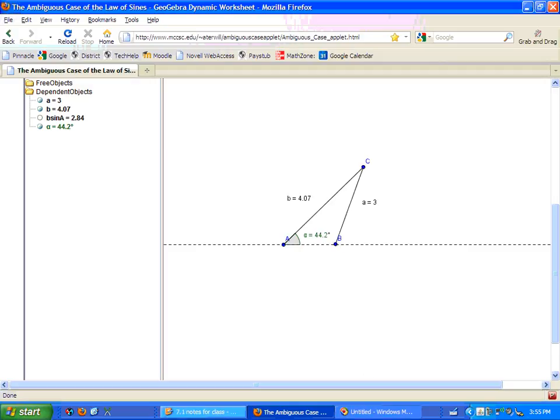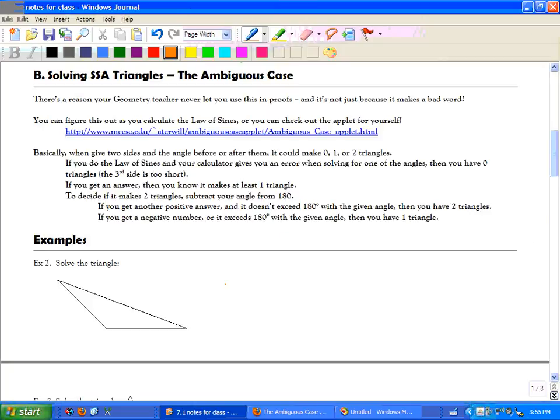So the easiest way to explain this is, when you do your law of sines, if you get an error in your calculator, then you have 0 triangles. That means the side is too short. If you do get an answer, that means you're guaranteed to have 1 triangle, but you need to try and see if you get 2 triangles. So you take your angle that you get and subtract it from 180. So if you get another positive answer and you add it together with your given angle, and if it's not more than 180, then you have 2 possible triangles. If you subtract and you get a negative, or if you get a positive but it exceeds 180, then you only have 1 triangle.